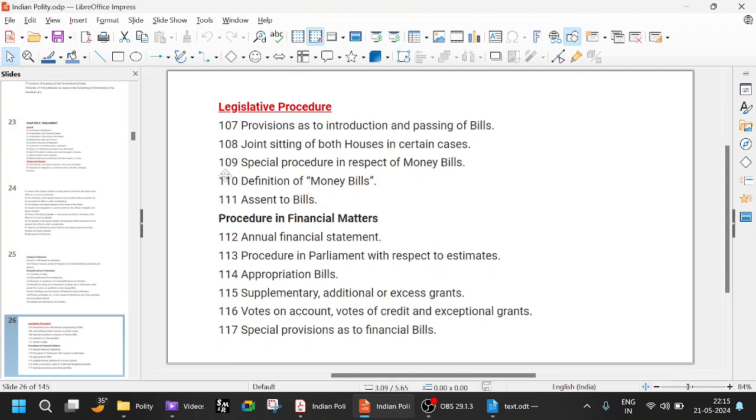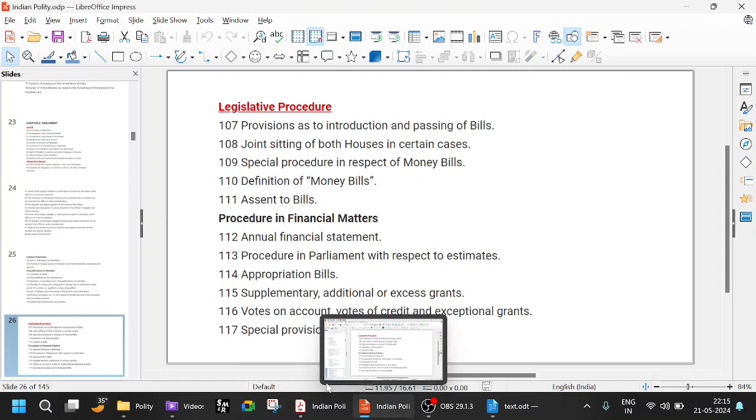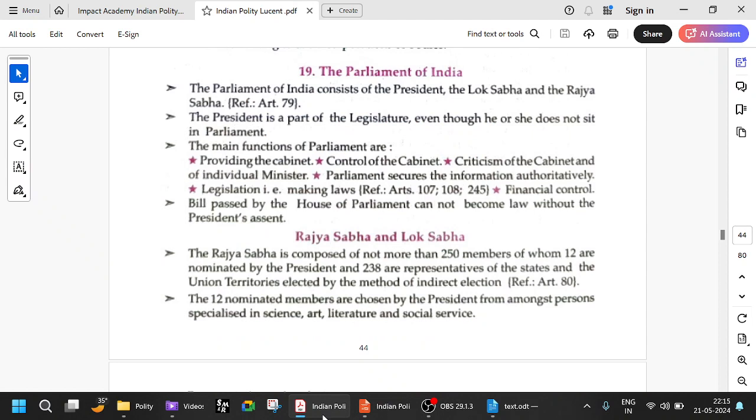Money bills, Article 110, is also very important. Article 110 is the definition of money bills. And 107 is provisions as to introduction and passing of bills. So Parliament is where the bills are introduced and passed, right? Financial control: a bill passed by the Houses of Parliament cannot become law without the President's assent. We have already seen about the President. He can give assent, withhold assent, or return the bill, or use pocket veto, absolute veto, suspensive veto. All those things we have seen.